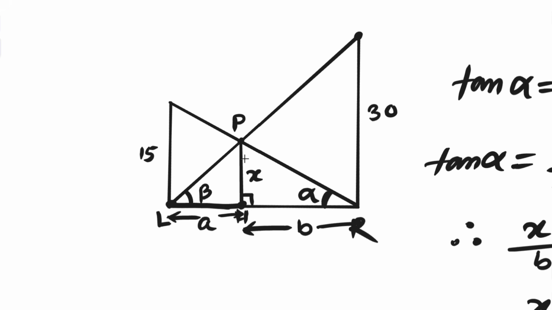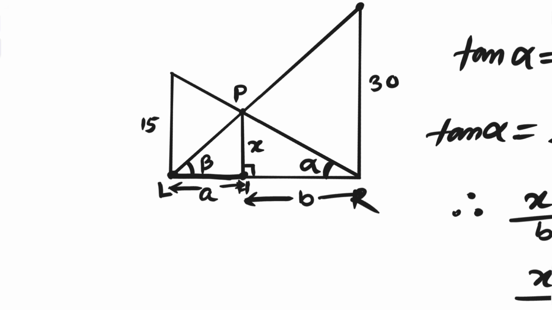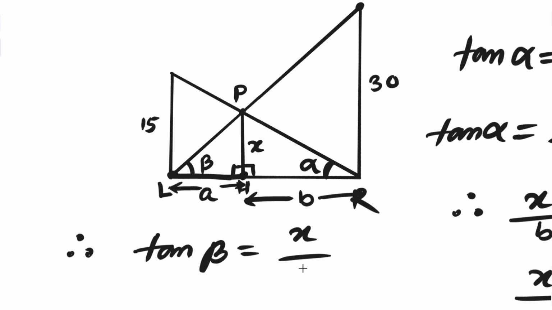Now, let's move to the other diagonal. This time, consider the angle beta formed between the other diagonal and the horizontal base on the left side. Look at the small right triangle formed by the left bottom point, H and P. The side opposite beta is PH, which is x, and the side adjacent to beta is the horizontal distance from the left bottom point to H, which is A. So, using the definition of tangent again, tangent beta equals x divided by A.